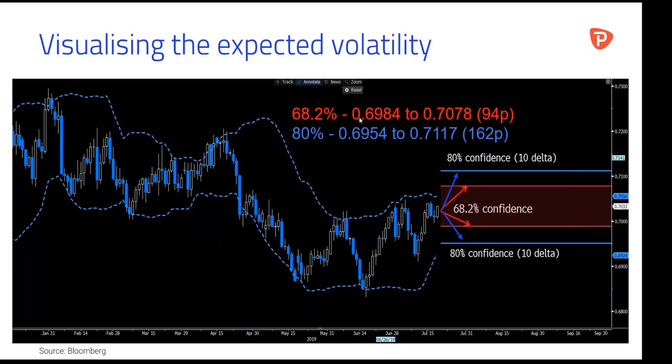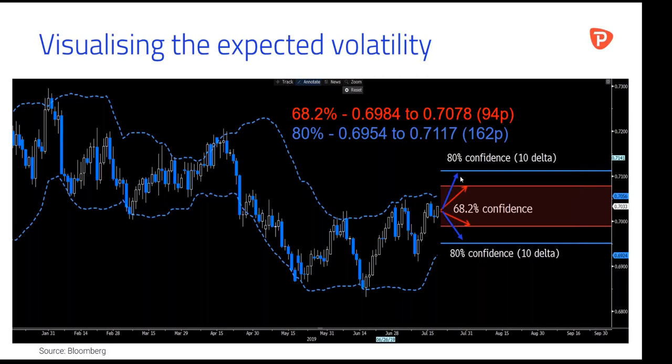So the market has told me that with a 68.2% level of statistical confidence, remember, that's a one standard deviation move, and at the money is one standard deviation, it's going to trade 69.84 to 70.78. Or if I take that strangle pricing out to a 10 delta, which gives me a 90% level of confidence up to this level, and a 90% level of confidence down to this level that it's not going to move any further, well, then you've got the price trading 69.54 to 70.11. So that's what it feels like to me.